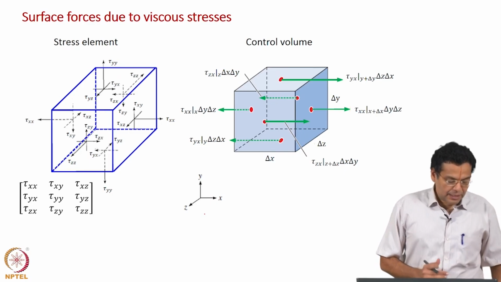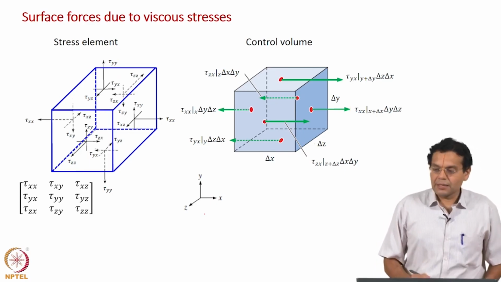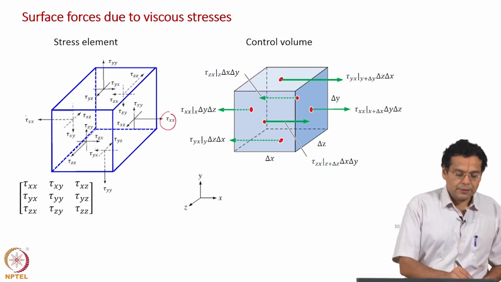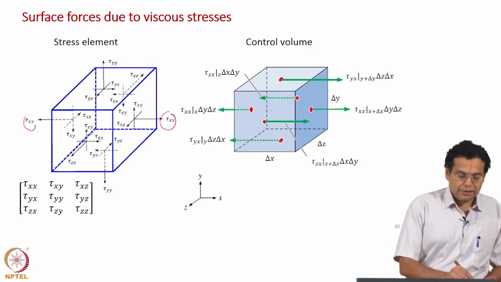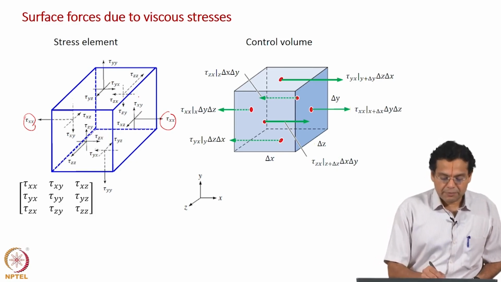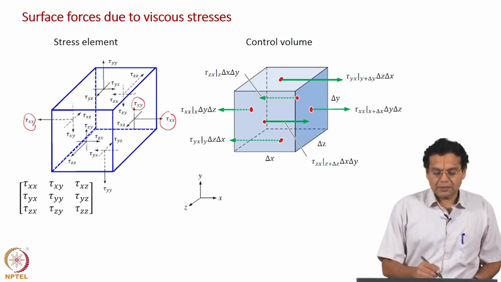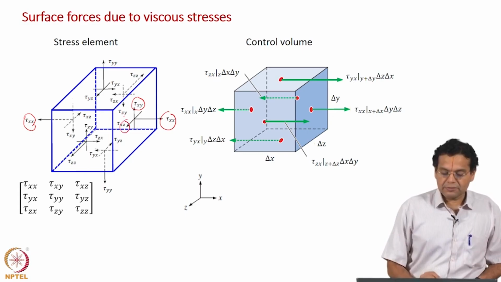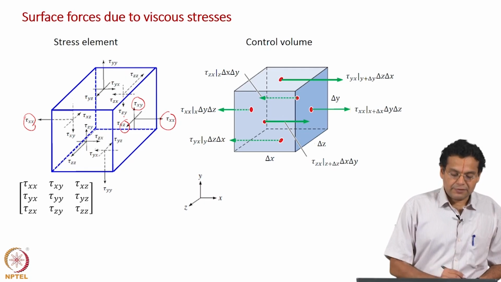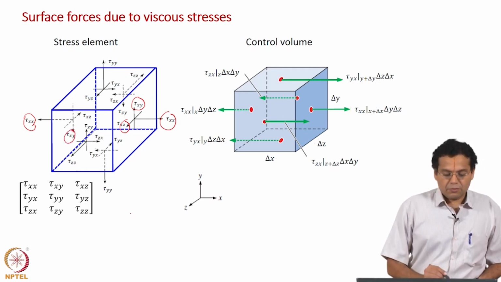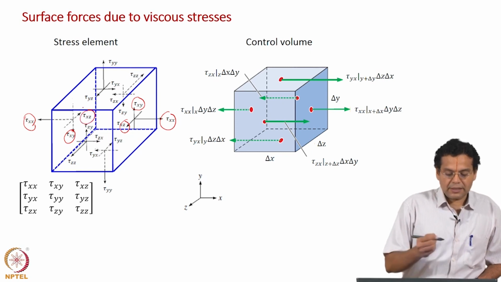And we have used the usual sign convention. On a positive face, forces along the positive direction, on a negative face, forces along the negative direction. That is why we have, for example, tau xy on this face along the positive y axis and tau xz along the positive z axis, but on the left hand side face, tau xy is along the negative y axis, tau xz is along the negative z axis.